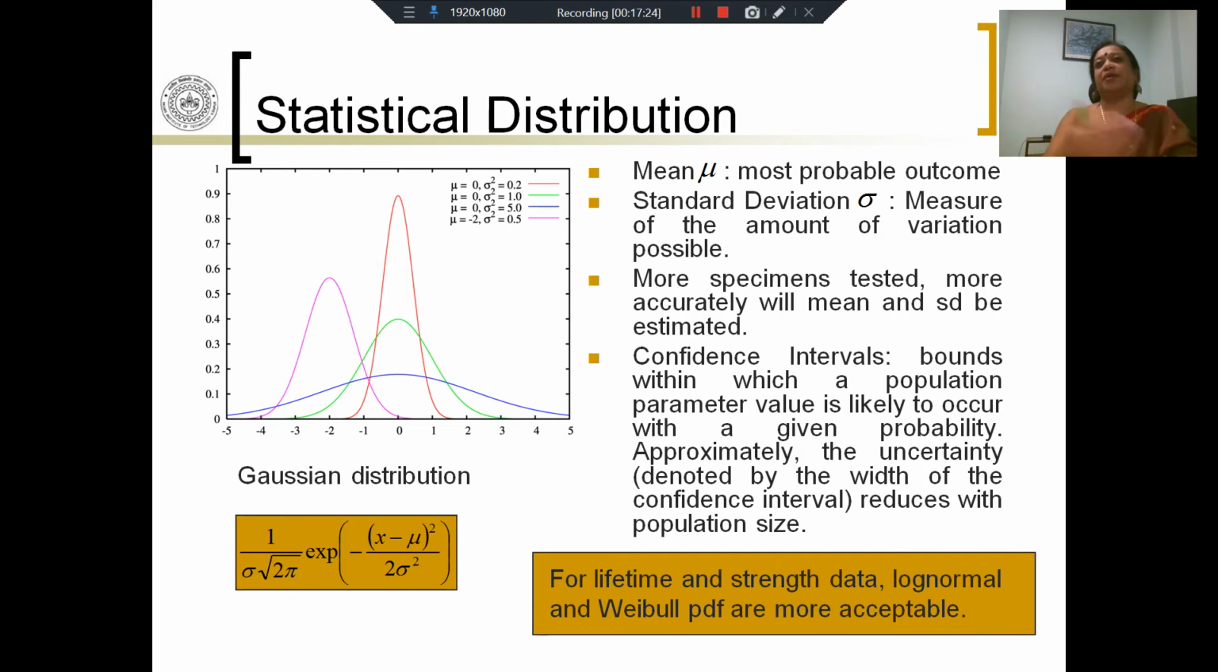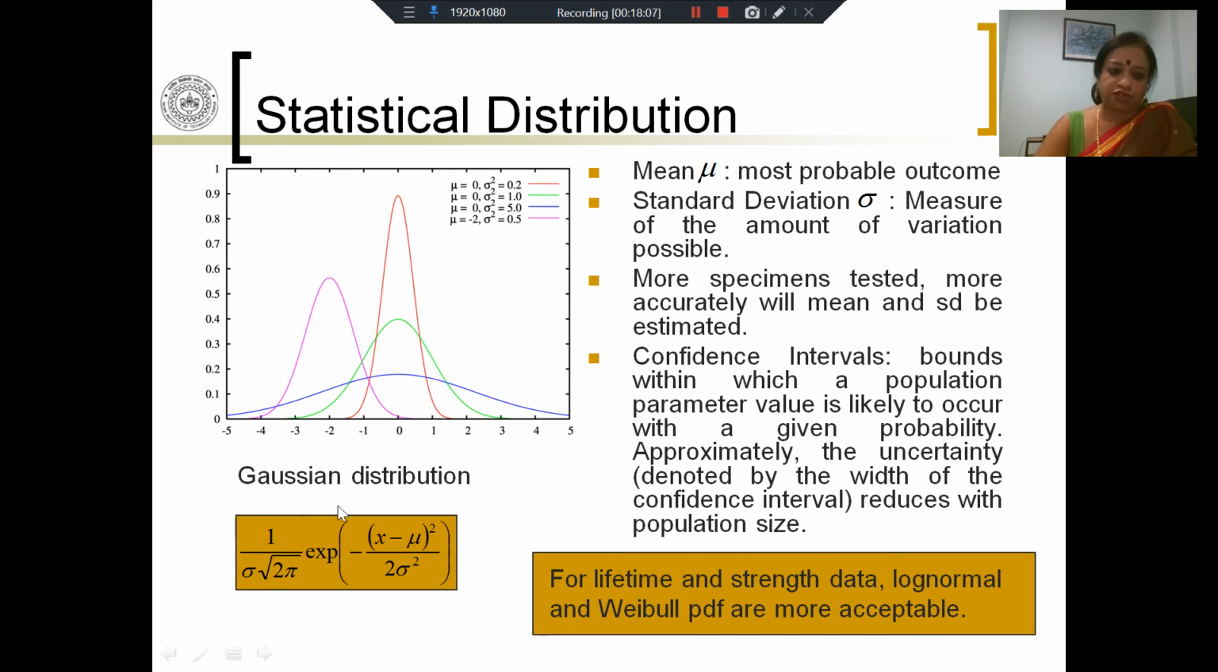One lower than the mean, maybe a mean plus minus 3 sigma. So we will be able to say that with this amount of confidence, the breakdown may not happen actually at 30 kV per centimeter, but it will happen at 30 kV per centimeter plus minus x value. So the confidence intervals give me the bounds within which a population parameter, in this case breakdown strength, is likely to occur with a given probability. It depends upon where you take your confidence interval. So it is denoted by the width of the confidence interval. That kind of uncertainty reduces with the population size.